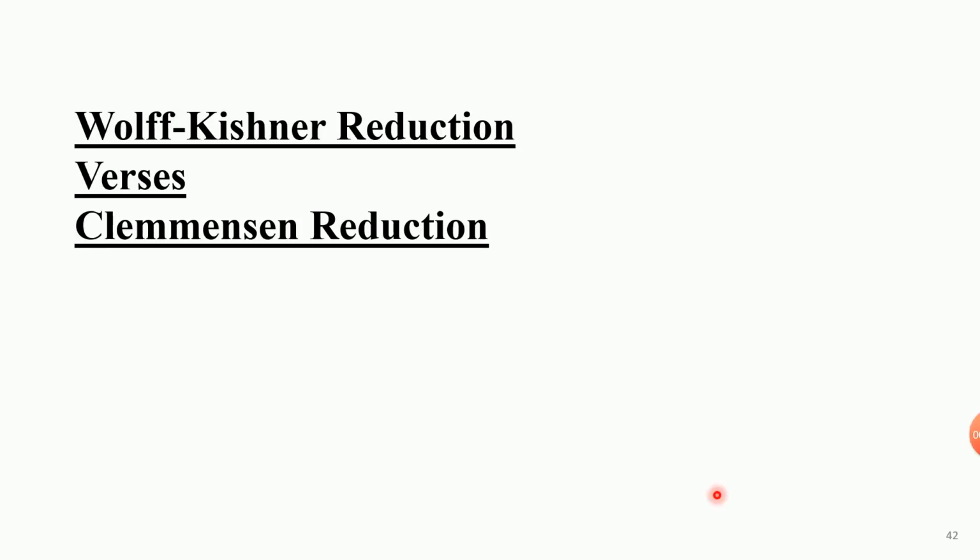Today we will discuss the Wolff-Kishner Reduction reaction and the Clemmensen Reduction reaction. We will see the difference between these two reactions, and then a previous year question that was asked on the Wolff-Kishner Reduction reaction. This is a very important topic for GPAT and NIPER examinations because it is one of the most repeated topics in previous year GPAT examinations.